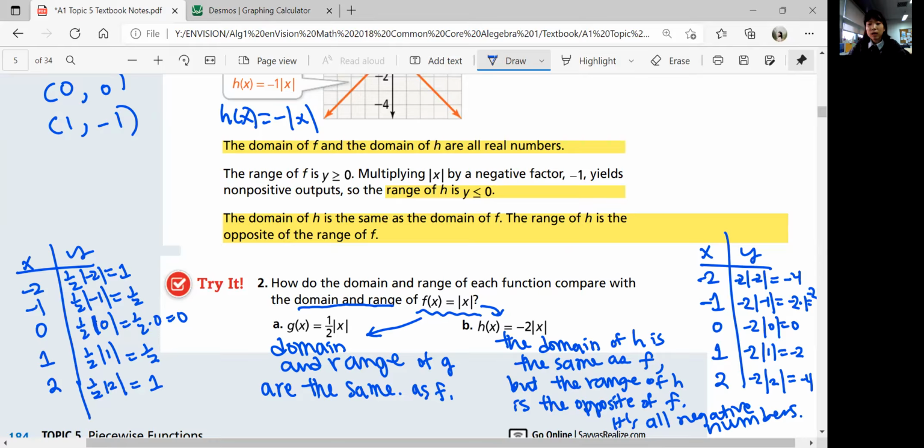So we learned how to compare domain and range for the absolute values so far. Why don't we stop here, pause here, and we'll continue with the next examples in the next video. Okay, see you later.